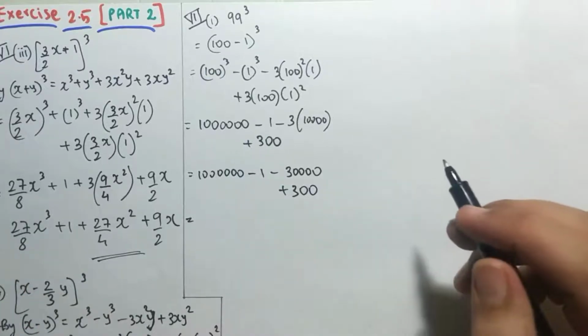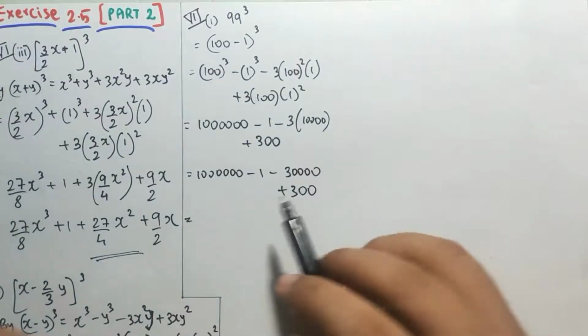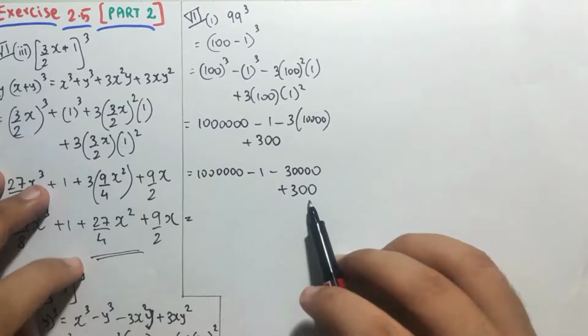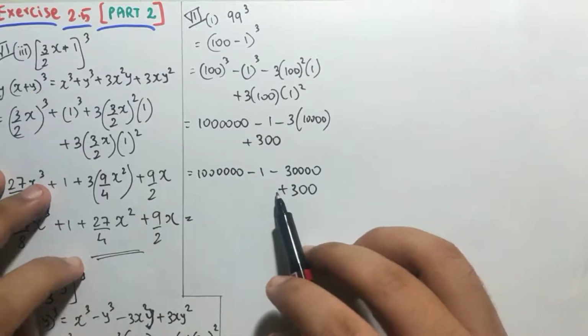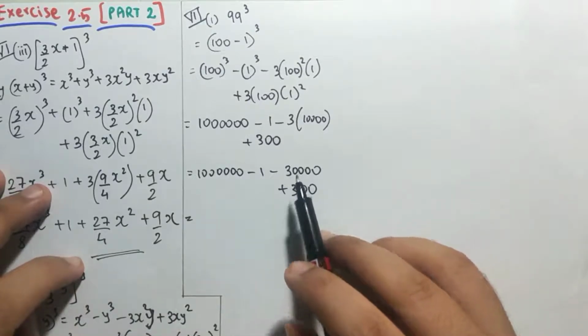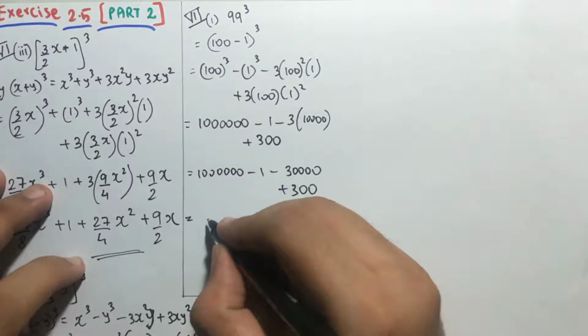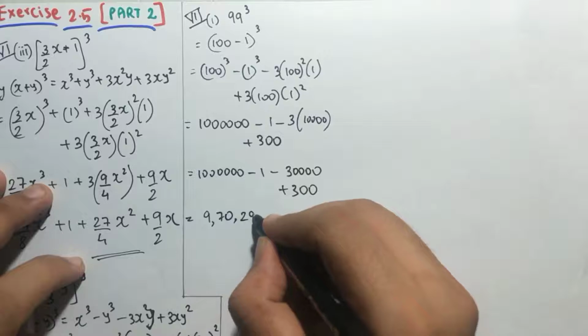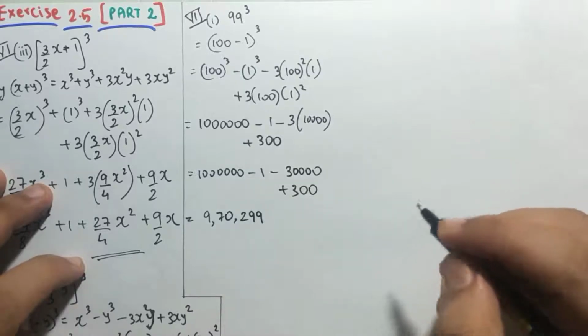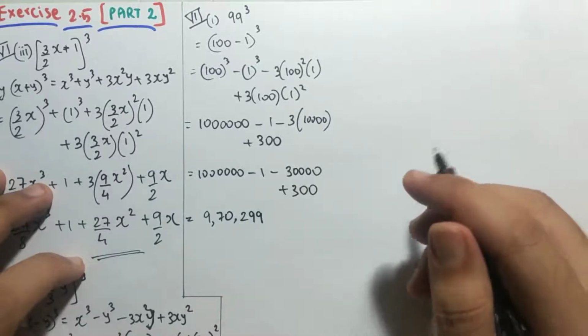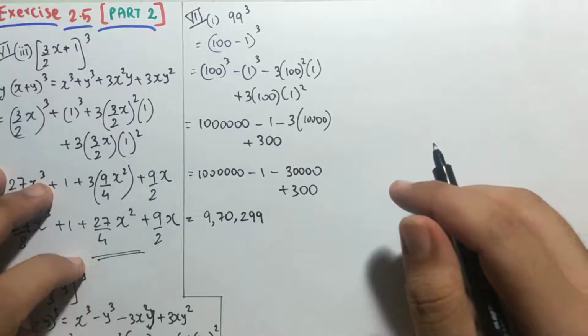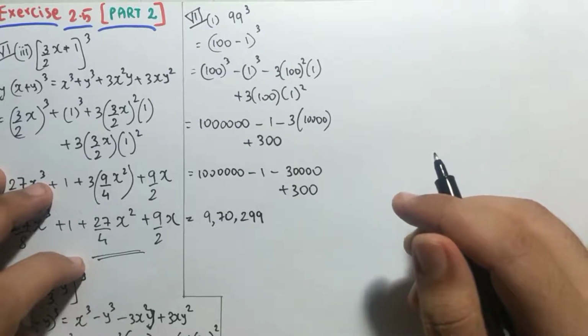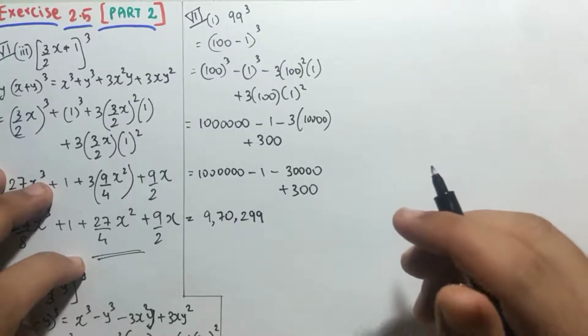So the answer would be this: 10 lakhs and 300 will be added, and from that the sum of 1 and 30,000 will be subtracted. So the final answer will be 9,70,299. Okay, so this will be the final answer.